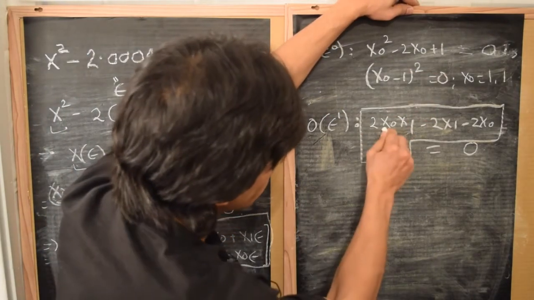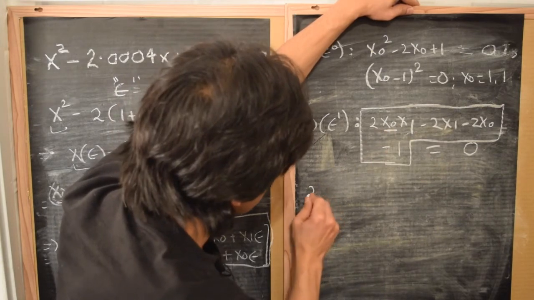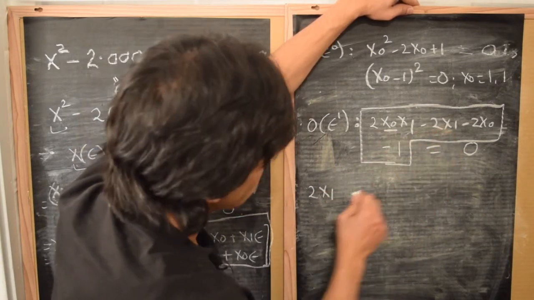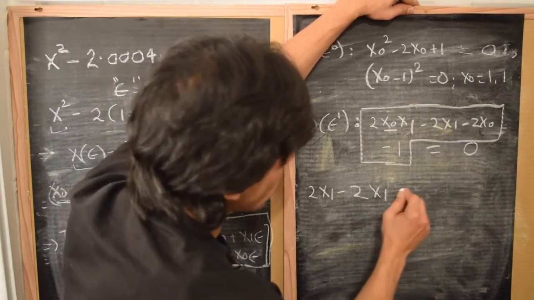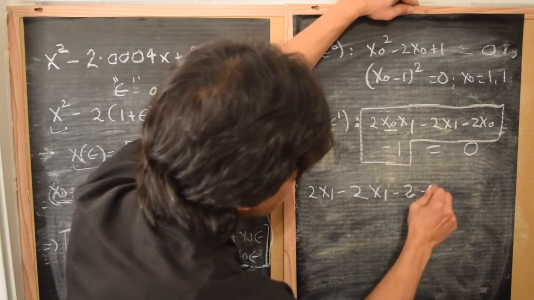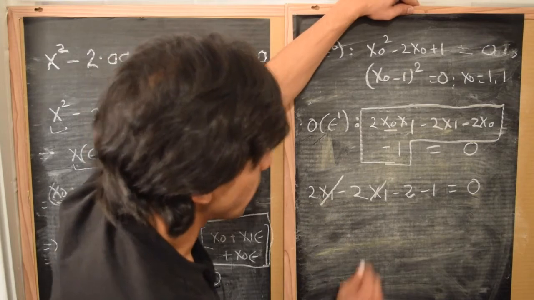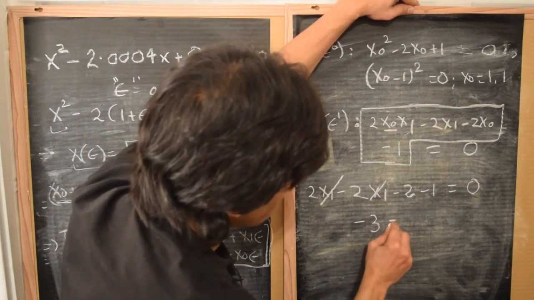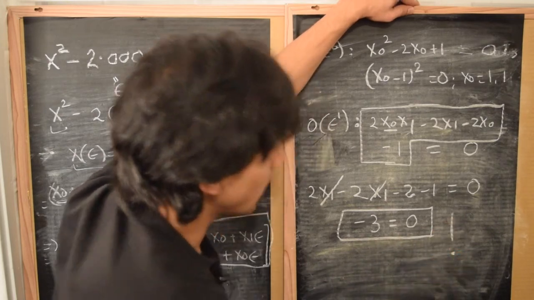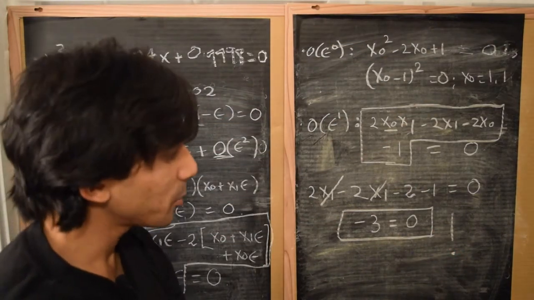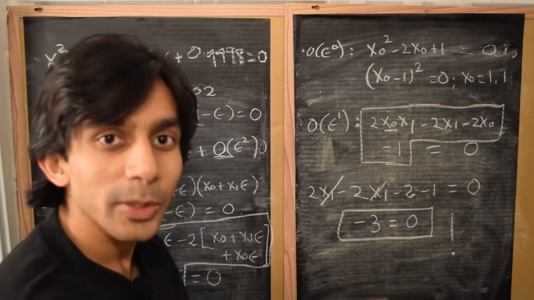So let's do that. So x naught is 1. So this term will give us 2x1. The second term is minus 2x1. Then again, if we have x naught equals 1, we have minus 2 minus 1 equals 0. These cancel out, and this leaves us with the equation minus 3 equals 0. And this is quite a heartbreak after all the work we've done, because obviously this equation cannot be true.